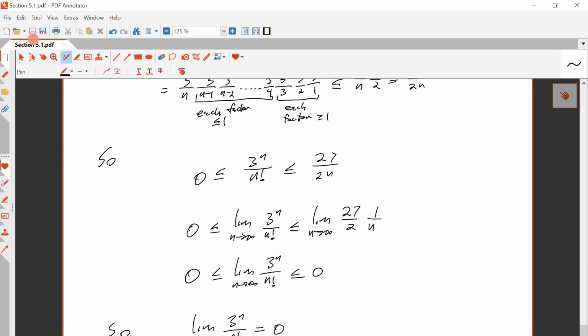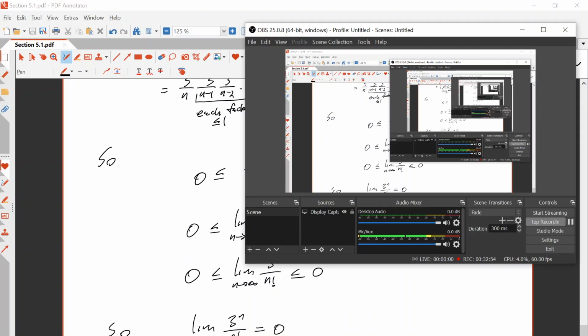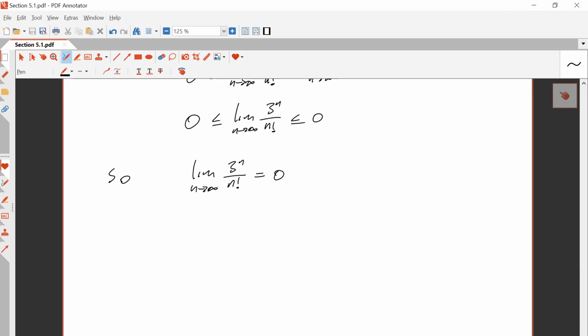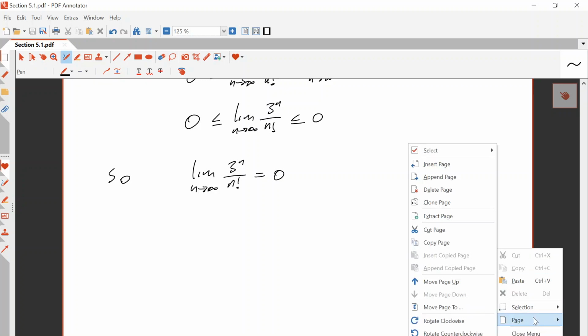Okay, so these sequences that are defined using factorials are going to play a large role in a topic that's yet to come in Chapter 5. So that's just one example to get you warmed up with it. As a final topic, I want to show you something about recursively defined sequences.